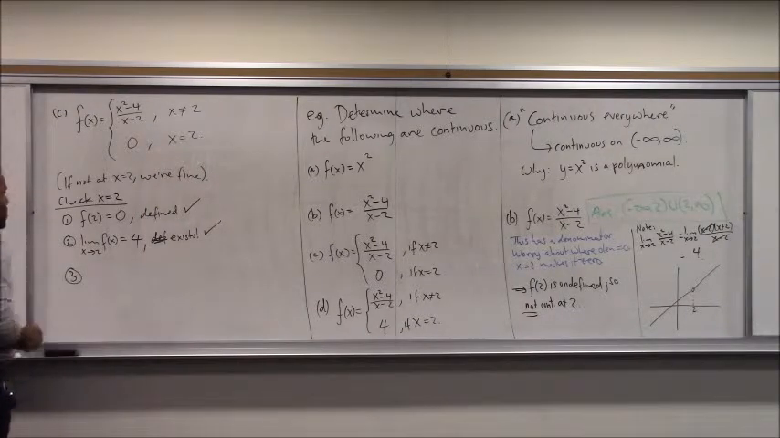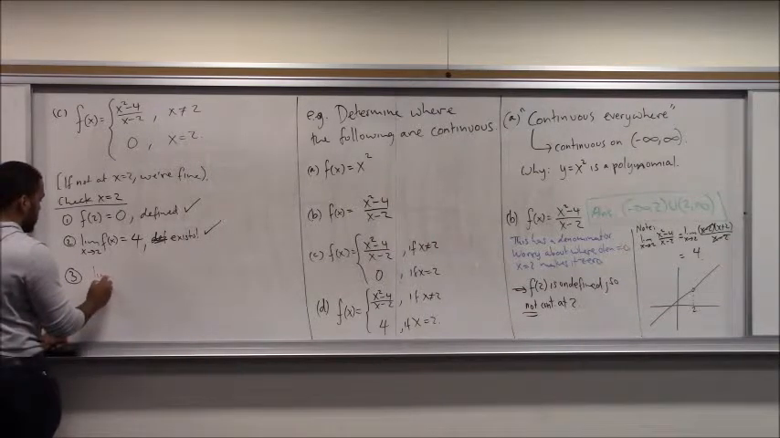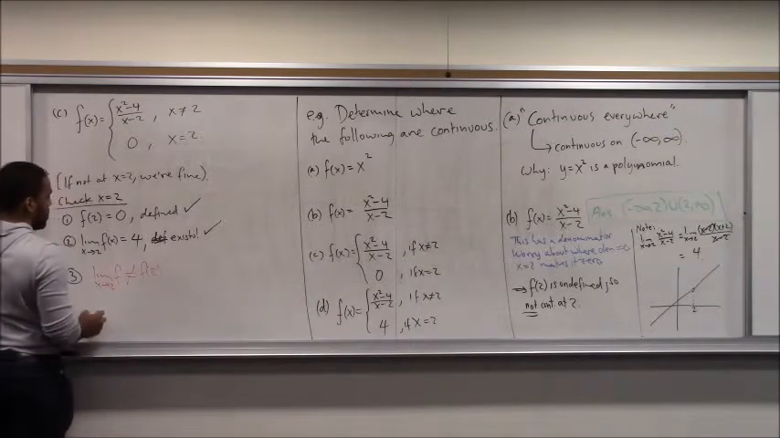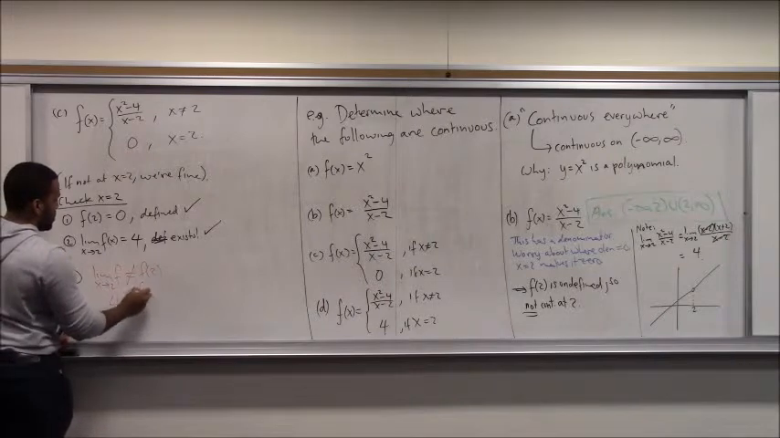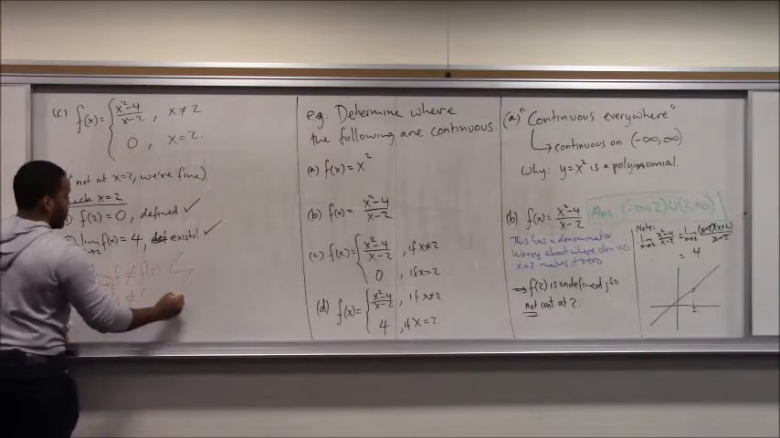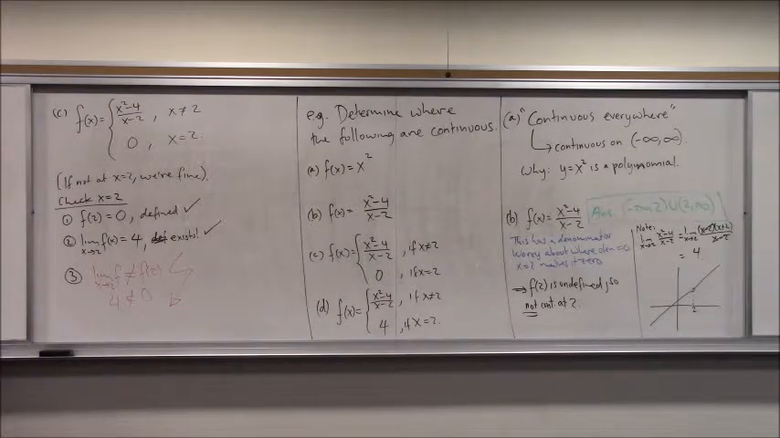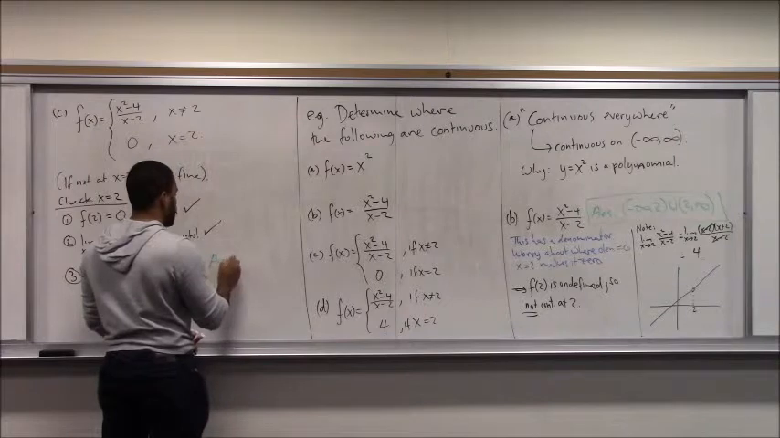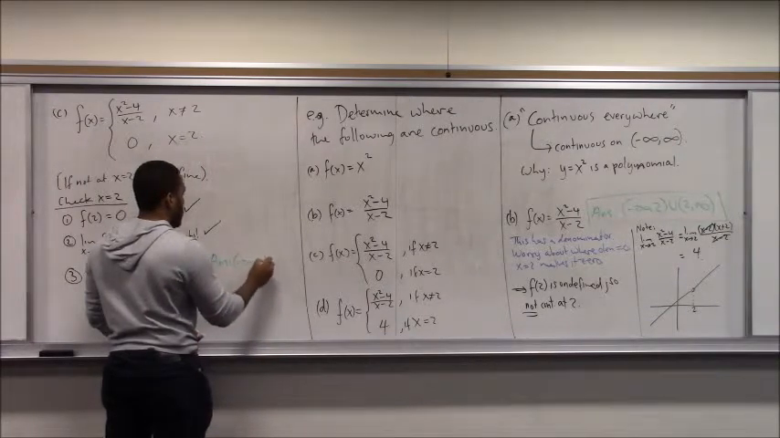3, what happens here? Now it breaks. The limit as x approaches 2 of f is not the same as f of 2. Because of course 4 is not the same as 0. So we almost got through it, but failed on the last step. So it turns out that this one is also not working at 2. Other than at 2 it's fine. So the answer is again everywhere except 2.